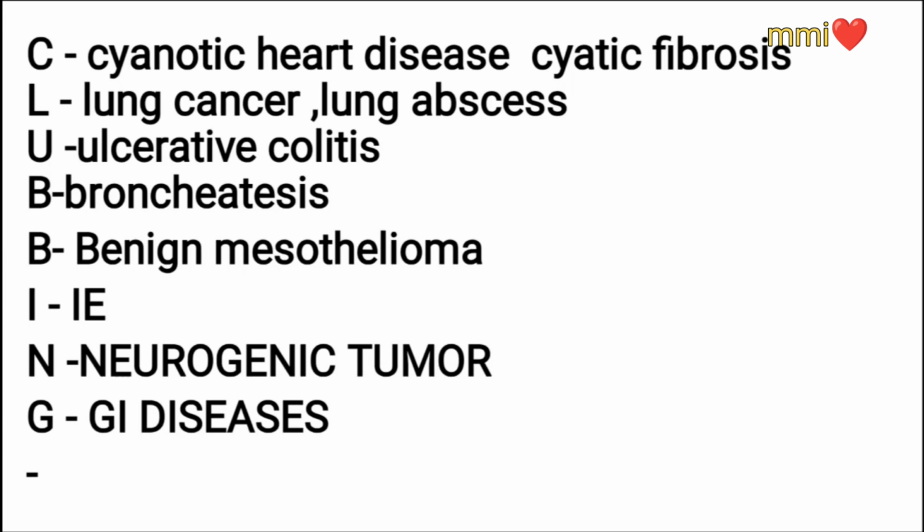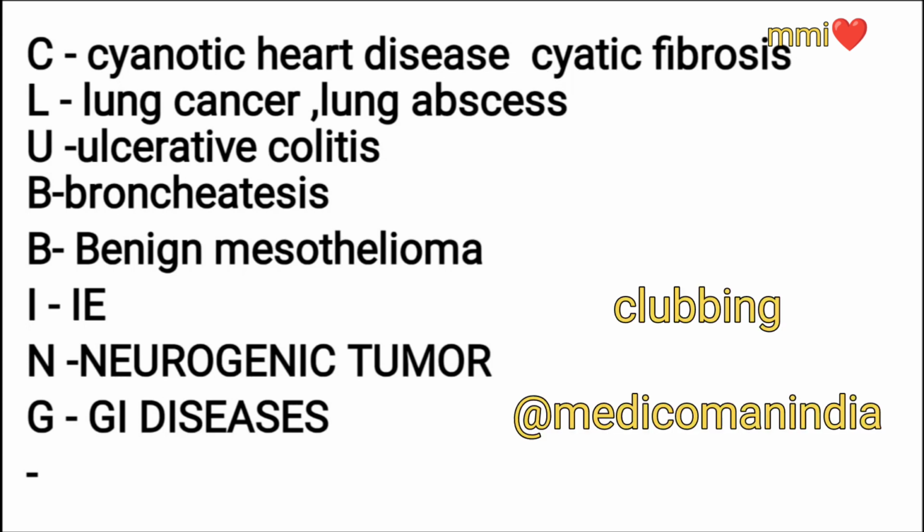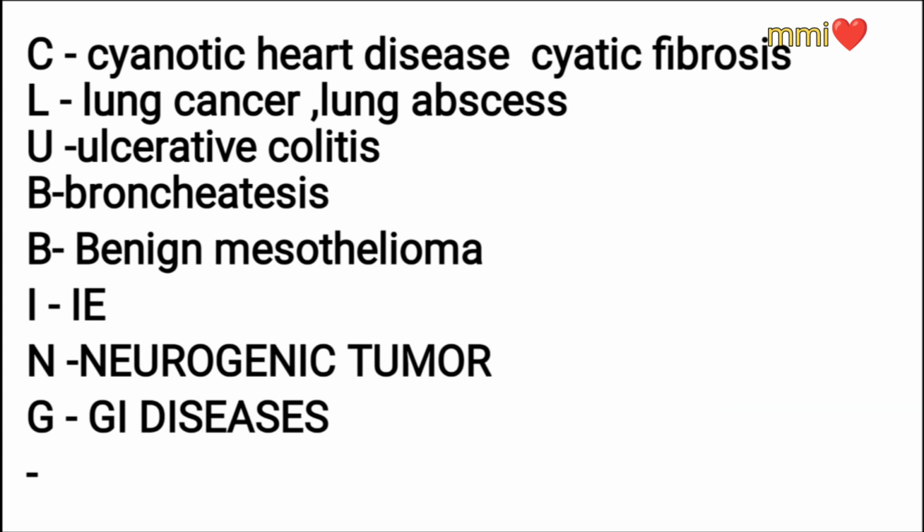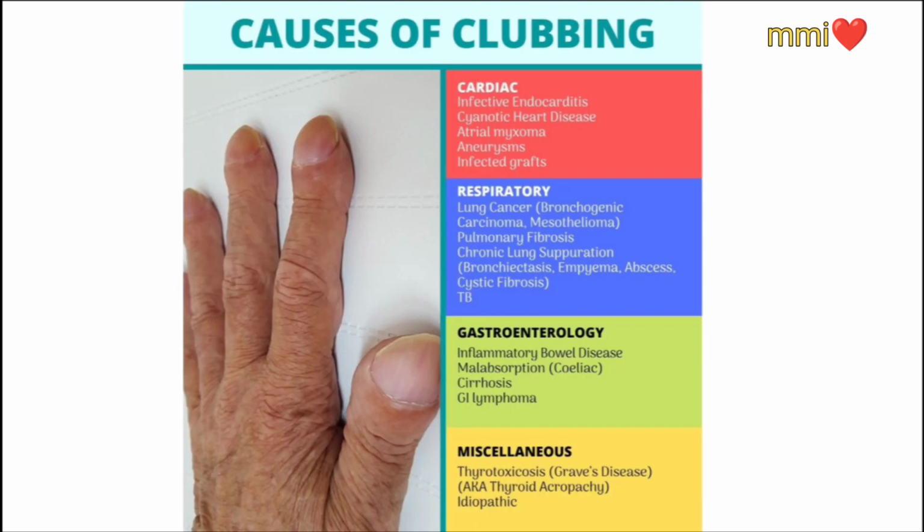So I said there is a mnemonic for clubbing. It's "clubbing" itself. C for cyanotic heart disease and cystic fibrosis, L for lung cancer and lung abscess, U for ulcerative colitis, B for bronchiectasis, B for benign mesothelioma, I for infective endocarditis, N for neurogenic tumor, G for GI disease. Take a screenshot so you can remember it. But try to remember it system-wise; it will be more helpful to you.